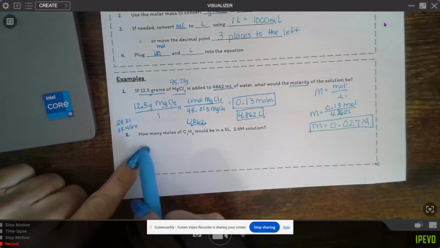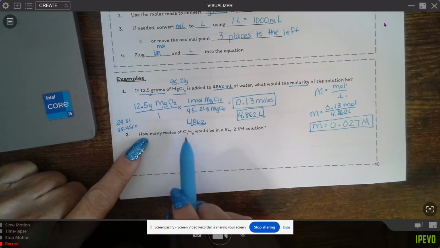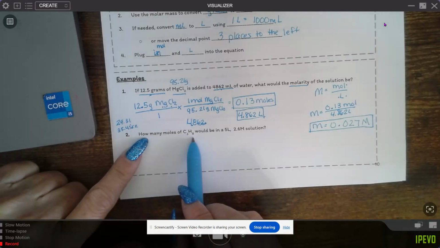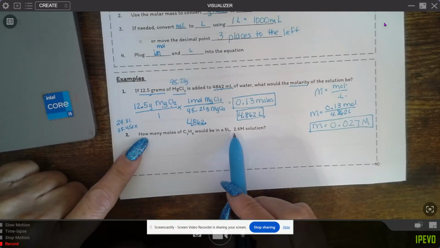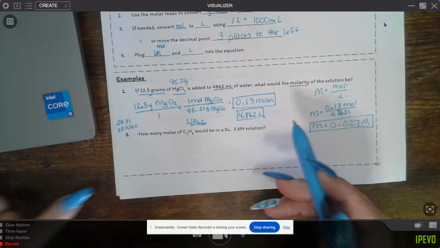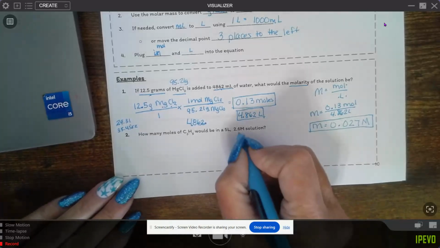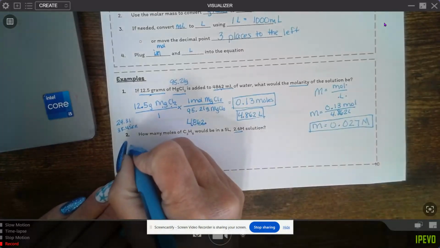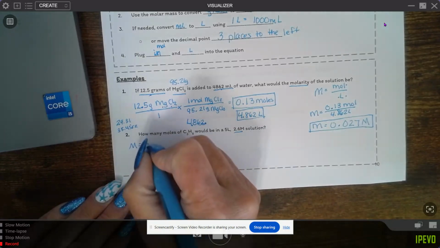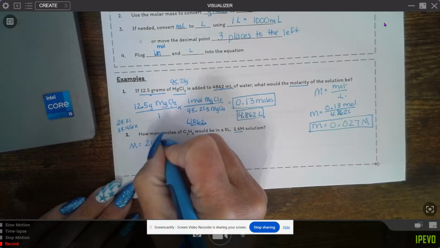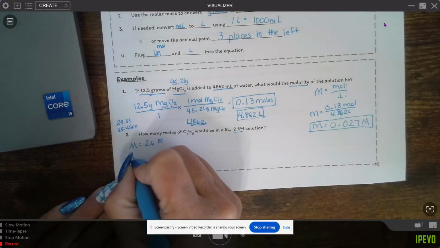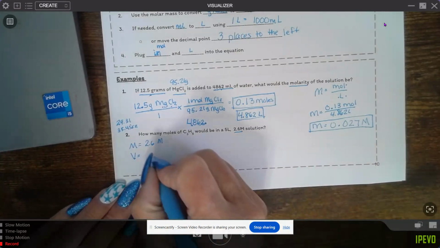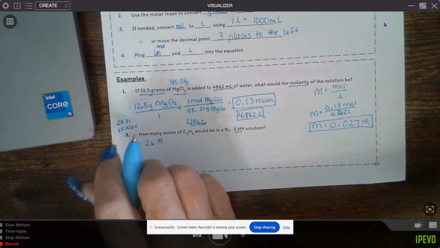This one is asking us how many moles of C3H2 would be in a 5-liter 2.6 molar solution. So let's look at what I've got. I have molarity, so big M, molarity is 2.6. And I have the volume, the volume is 5. Excuse me guys, I'm losing my voice.